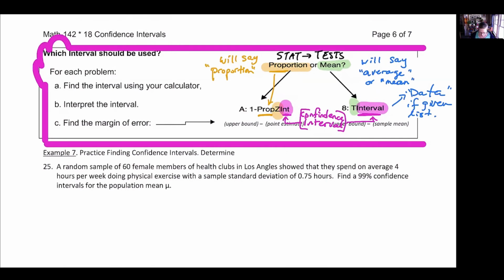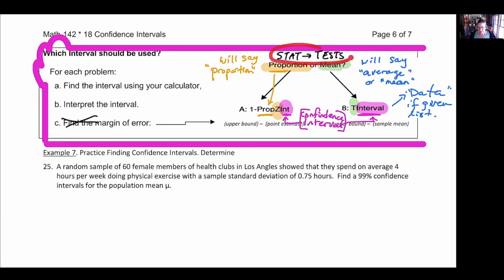For each problem, we're going to find the interval using our calculator, interpret the error, and we're actually not doing the margin of error, so you don't have to worry about that. Right now, we're just focusing on finding and interpreting the confidence interval. But you need to know which calculator function to use.